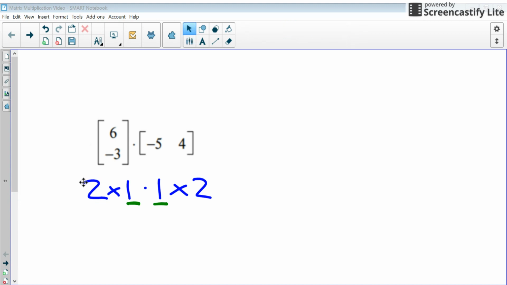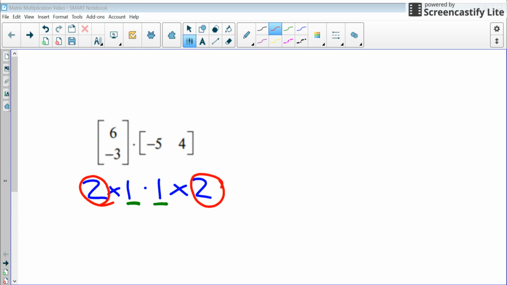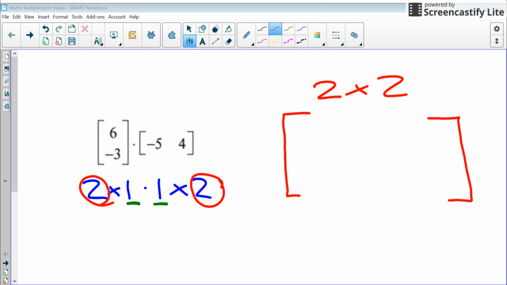And the matrix you're going to get is going to be these outer numbers. So when I multiply these two matrices, I'm going to end up with a matrix that's 2 by 2, since those outer numbers are. So now I'm going to get this 2 by 2 matrix. All I have to do is figure out the four numbers that they get.